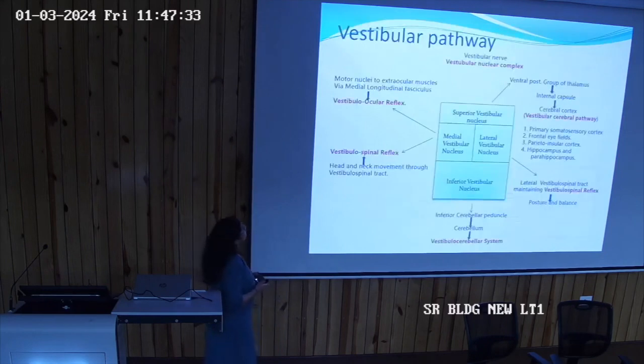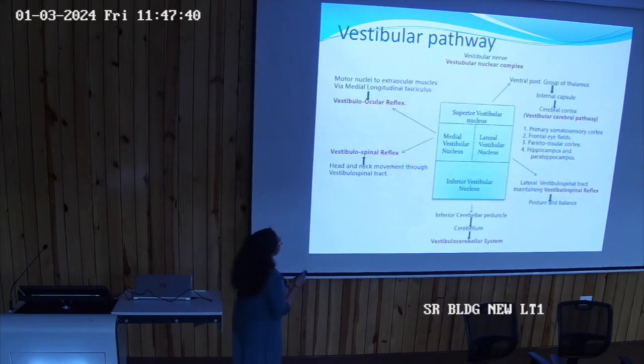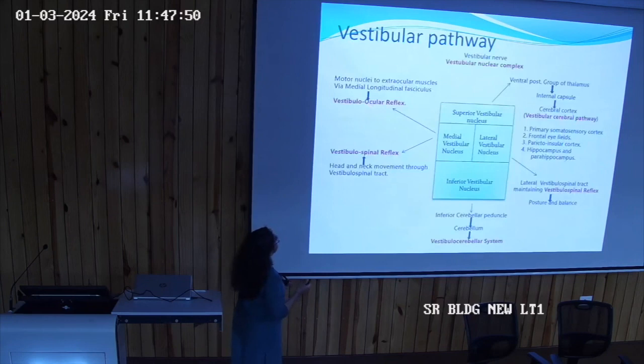Now, if we talk about the vestibular pathway, after entering the brain stem, the vestibular nerve moves to synapse with the vestibular nuclear complex, and the vestibular nuclear complex is present in the upper part of the medulla and lower part of the pons. So, for making it simple, I have made a flow chart. In this flow chart, the vestibular nuclear complex is divided into four parts: the superior vestibular nucleus, medial vestibular nucleus, lateral vestibular nucleus, and inferior vestibular nucleus.